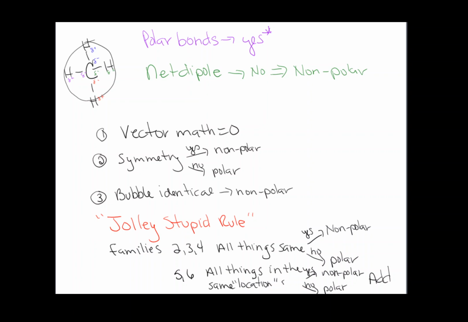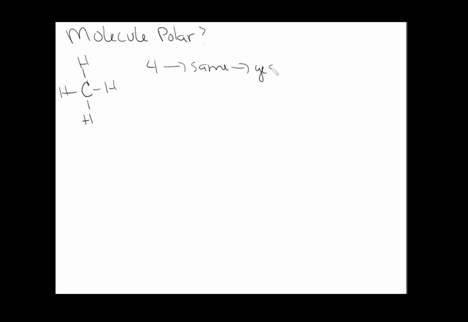Okay, let's try it. We want to know overall, is the molecule polar? Alright, let's just put a whole bunch of molecules. I was doing methane. Alright, let's use the jolly stupid rule. How many things are around carbon? 4. Are they all the same? Yes. So therefore it is non-polar. Because I basically have a bubble of hydrogens that's hiding my carbon. So nothing can see the carbon because it's surrounded by a bubble of hydrogen, which is all the same.